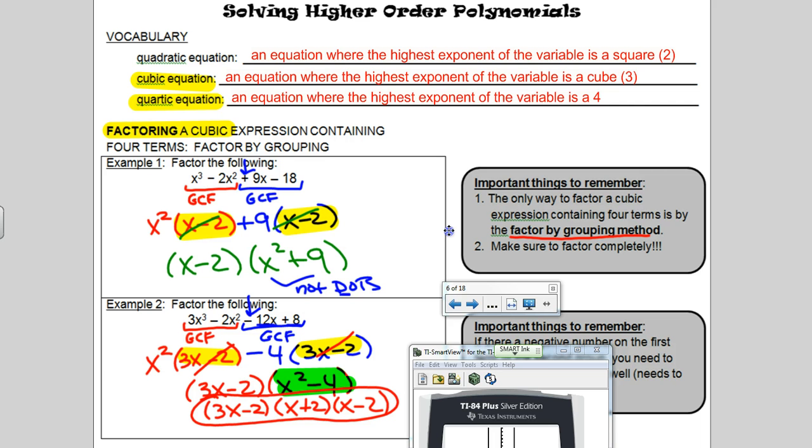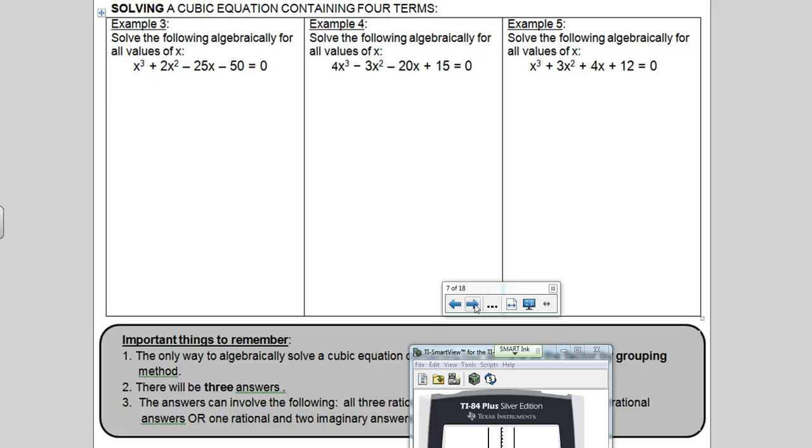All right, so those are factoring cubic expressions. Now we're going to go on to the next page, which is solving them. And this should make sense. We're going to solve these like we do a quadratic equation. We're going to factor it. And then after we factor it fully, we're going to set all the factors equal to 0, because we're going to use the zero product rule.